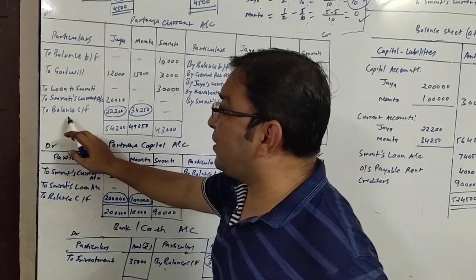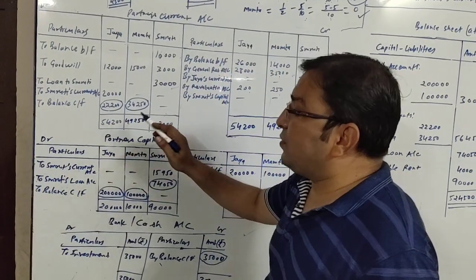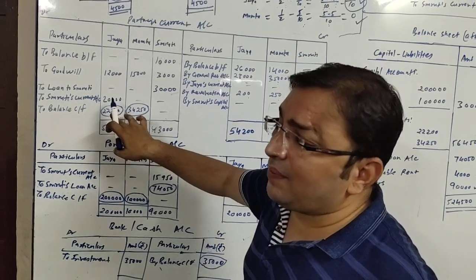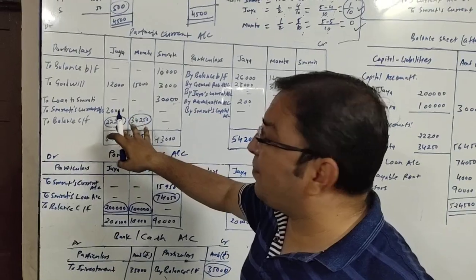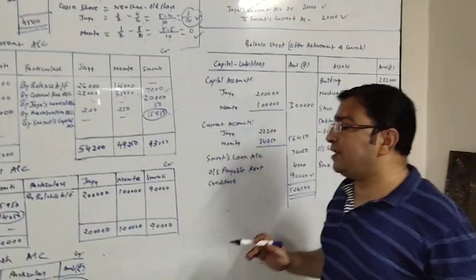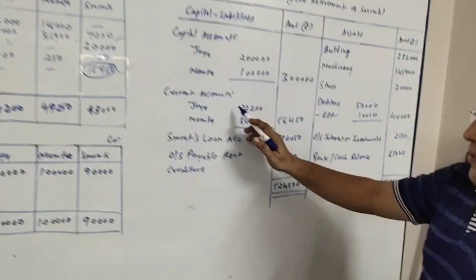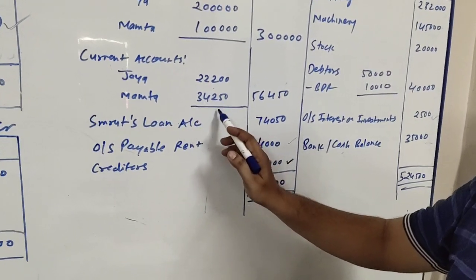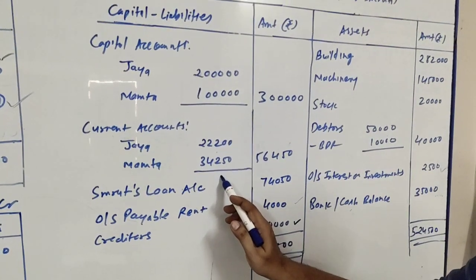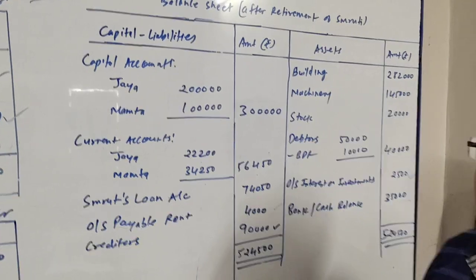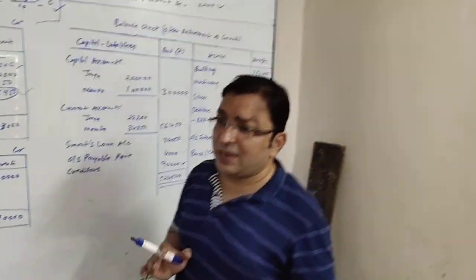So here we will be writing two balances carried forward, 22,200 and 34,250. This is the credit balance of current account of Jaya and Mamta. As it is a credit balance, it will be recorded on the liability side of the balance sheet. So here it is current account Jaya 22,200 and Mamta 34,250. Outer column 56,450. So we have finished with current account also.